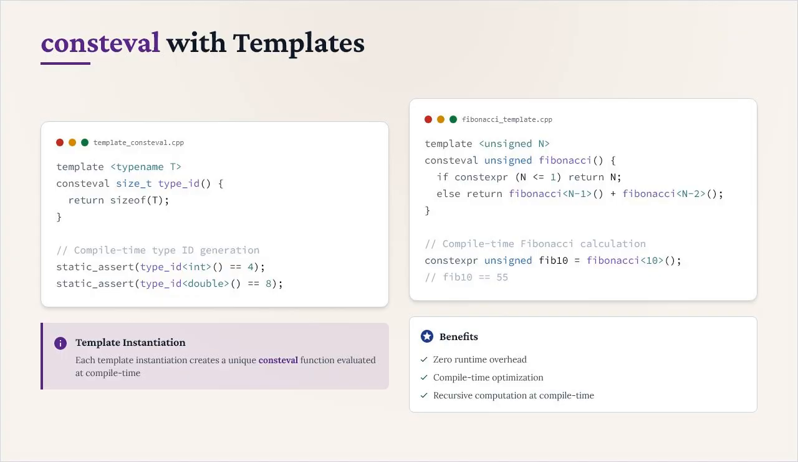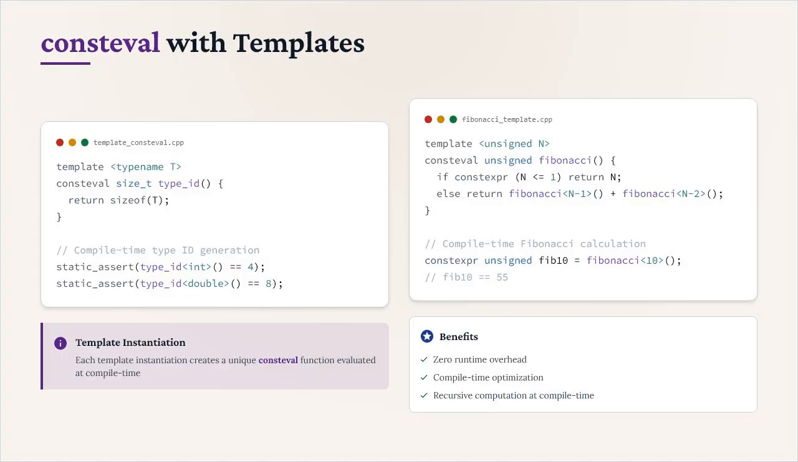The second example shows a more advanced use case with recursive template instantiation to compute Fibonacci numbers at compile time. This technique uses template metaprogramming combined with consteval to perform computations that would traditionally be done at runtime. The template parameter n determines which Fibonacci number to compute, and the function recursively instantiates itself with decreasing values of n until it reaches the base case.